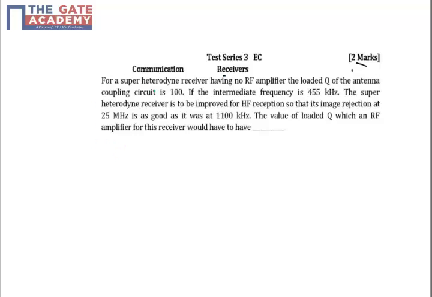For a superheterodyne receiver having no RF amplifier, the loaded Q of the antenna coupling circuit is 100. So Q is given to be 100. Now, the intermediate frequency is 455 kilohertz, which is given. So the IF frequency is 455 kilohertz.